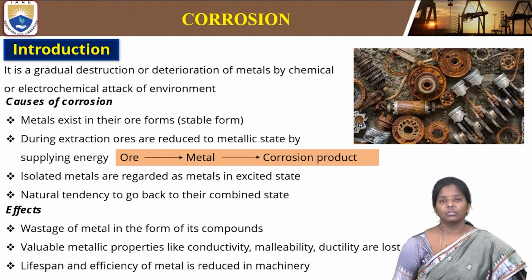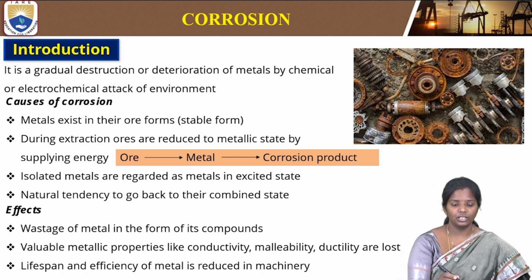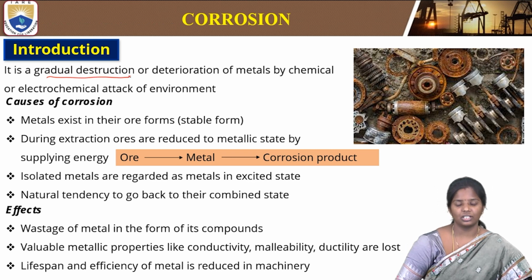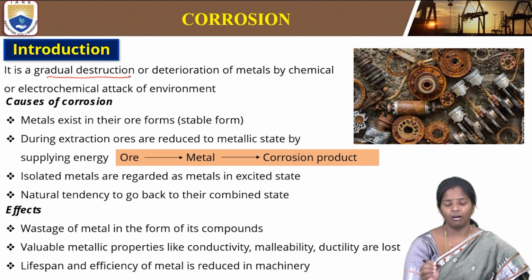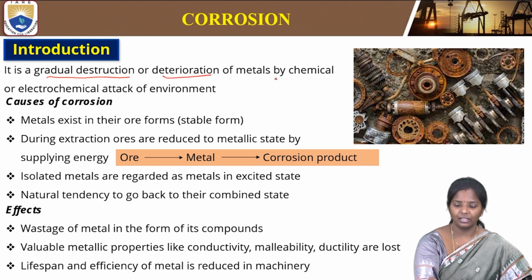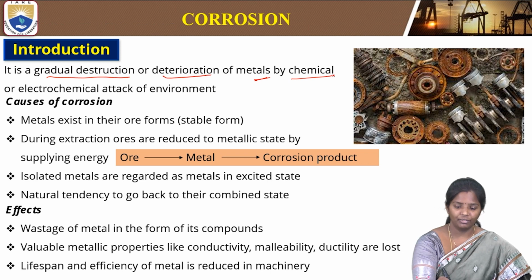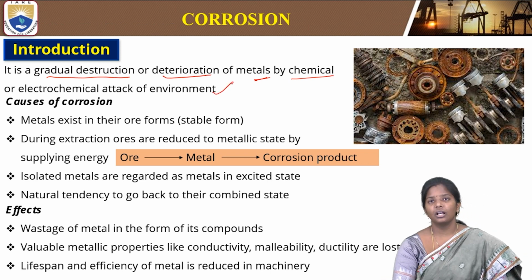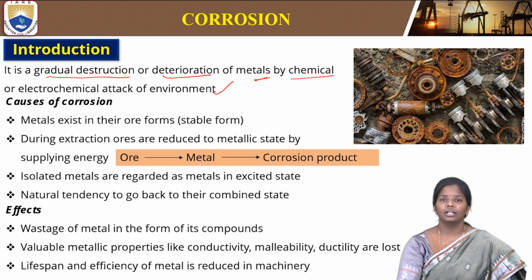So before moving to the actual topic, we should understand what is corrosion. It is nothing but the gradual destruction or deterioration of metals by chemical or electrochemical attack of the environment. So due to this effect, there is some degradation of the material, like metals that are used in daily life applications. So that is nothing but corrosion.